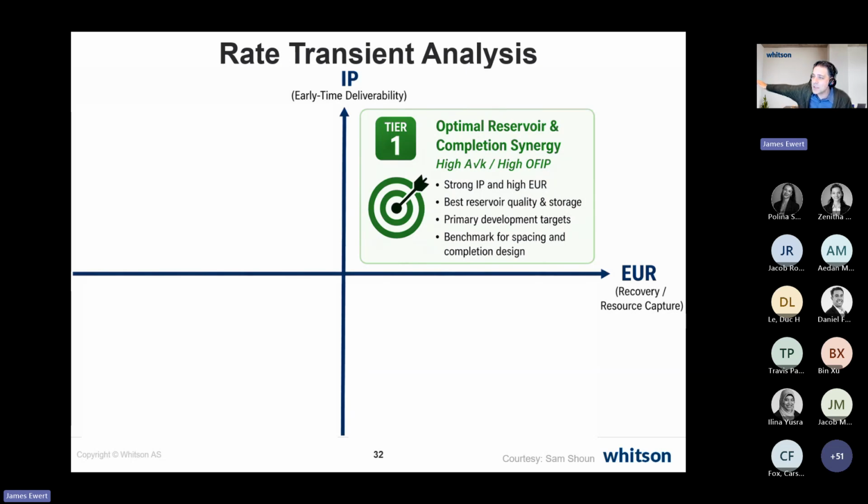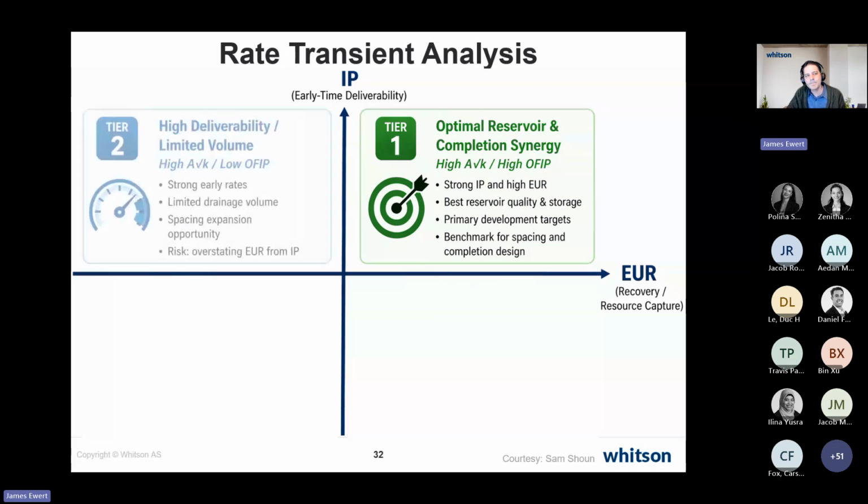Maybe you're exceeding what your type well was. You're having a great time in this type curve area. So those wells, they're perfect. Just leave them alone. They should be just fine. Now, there's other wells. We call these tier 2 wells, where you have a high productivity, which is awesome, right? But the contacted volume is lower.